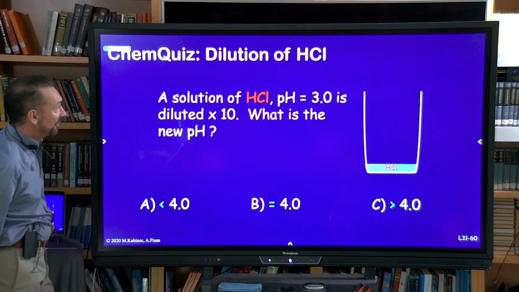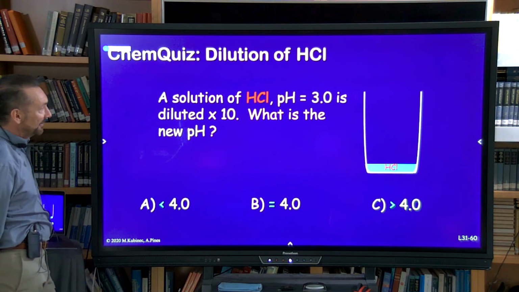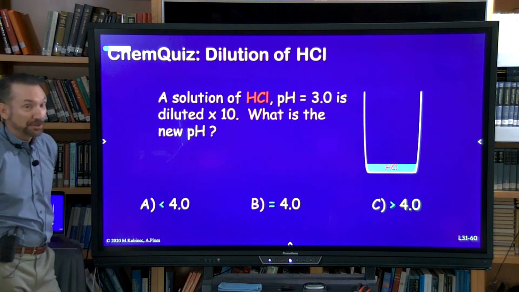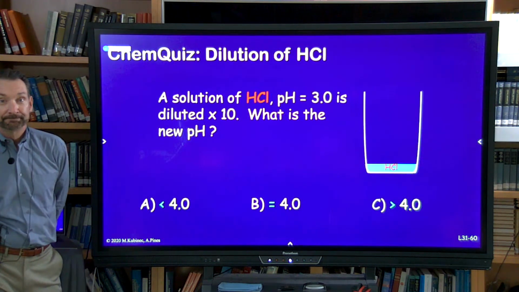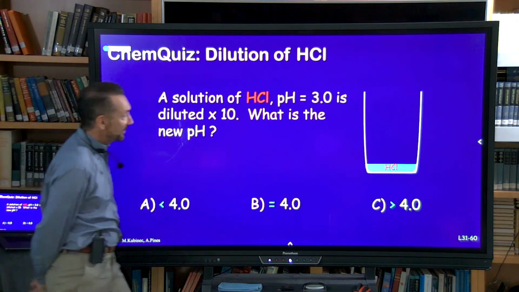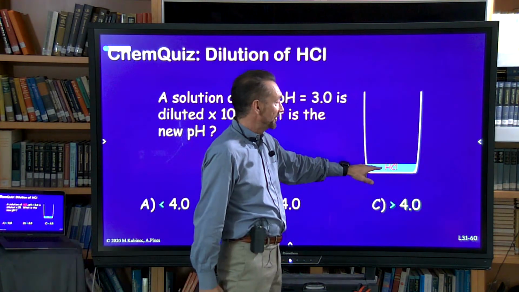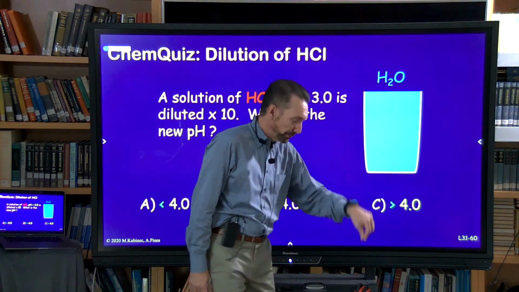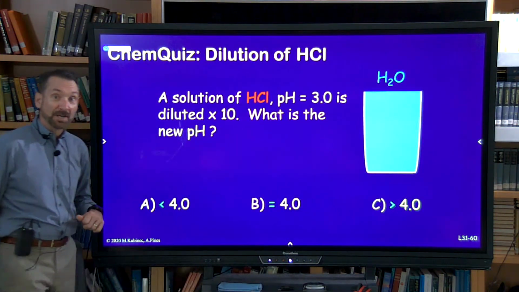The pH of a strong acid, HCl, is 3. What happens when you dilute it by a factor of 10? So you have HCl here. The pH is 3. Add water, dilute it by a factor of 10. Put your pH meter back in there. What is the pH?